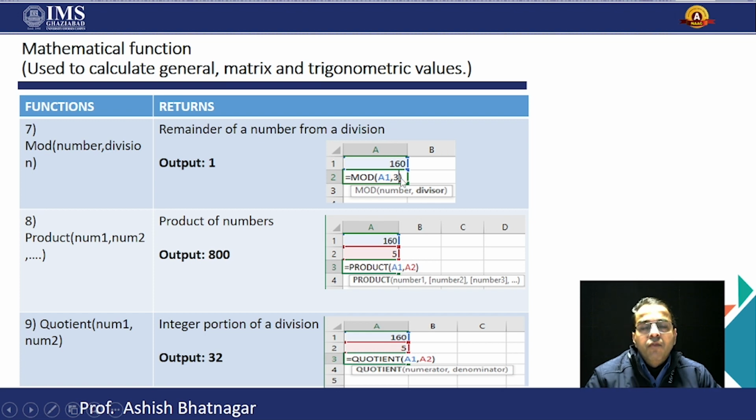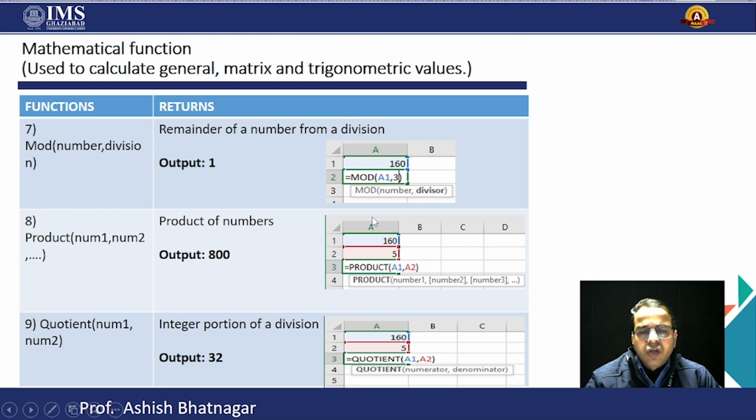So MOD means modulus, and it will always return the remainder value of any given number which is divided by another number. If I give it here, suppose let's say 15, this will return 0 in place of 1, right? Next one is PRODUCT.